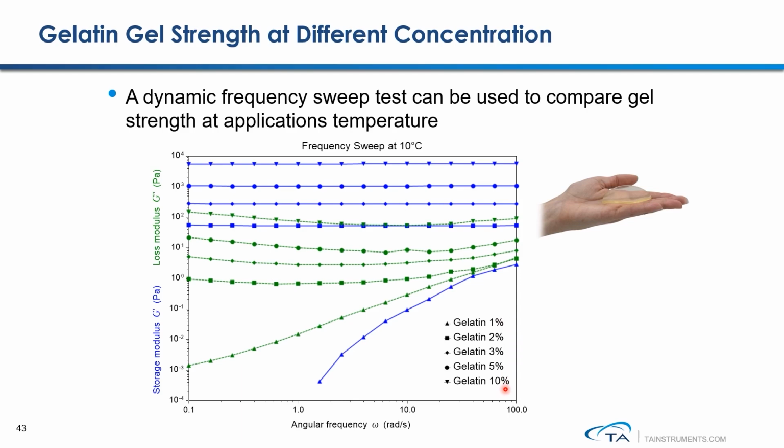From these results, we can see that with gelatin concentration at 1%, during this measurement, G double prime is greater than G prime. That tells you that at 1% concentration, gelatin cannot form a gel even at 10 degrees Celsius. From the concentration of 2% and above, G prime is greater than G double prime. That means at those concentrations, the gel can be formed at 10 degrees C. With higher concentration, G prime is higher. That means the gel is getting stronger.